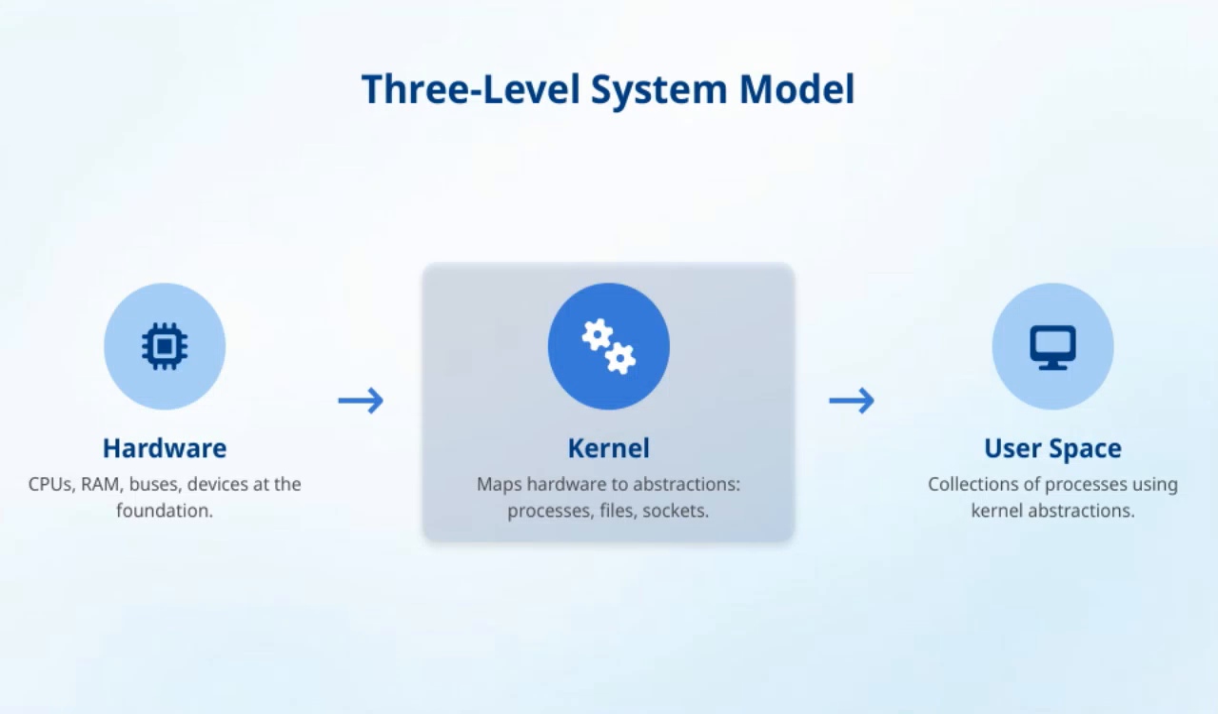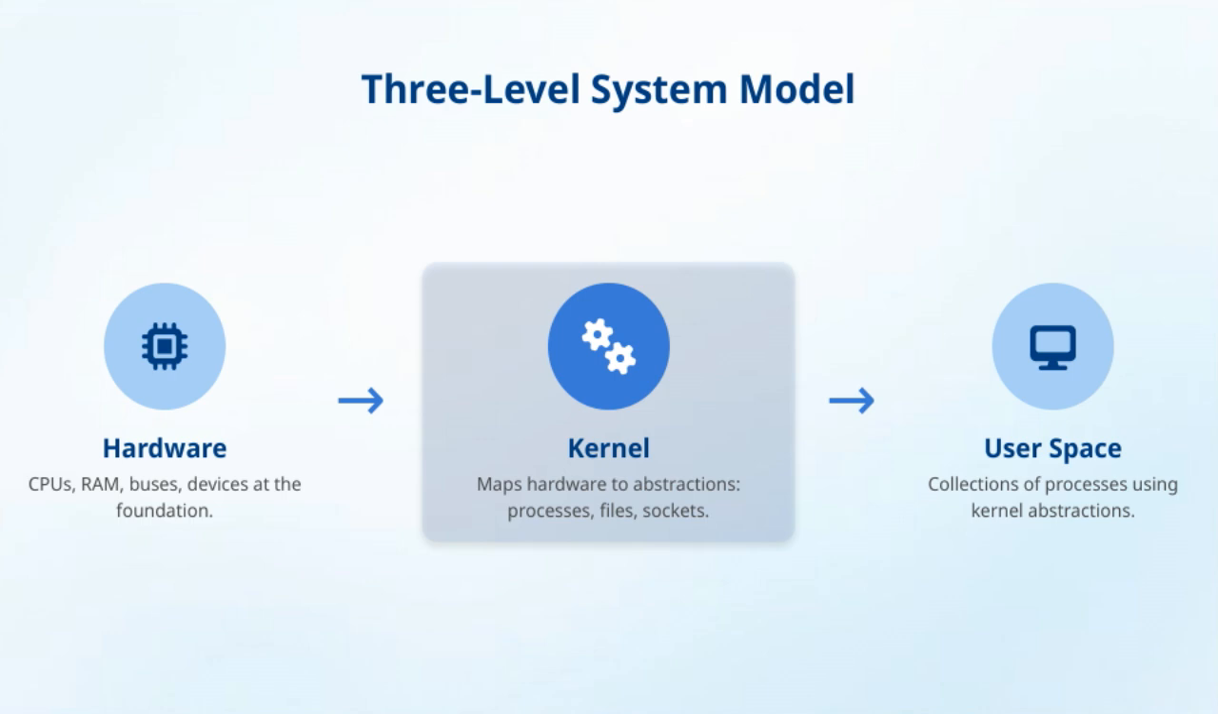At the top, we have the user space, which is where applications and processes run. Here, the system maps the hardware into more understandable and manageable abstractions like processes, files, and sockets. Moving down, we come to the kernel, which acts as the bridge between the hardware and user space. It manages the core resources such as CPUs, RAM, buses, and devices, providing a foundation upon which everything else operates. Finally, at the base, we have the hardware itself.